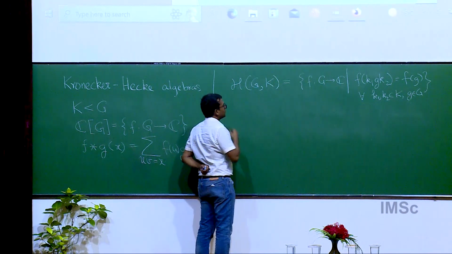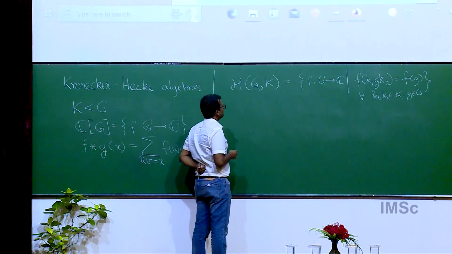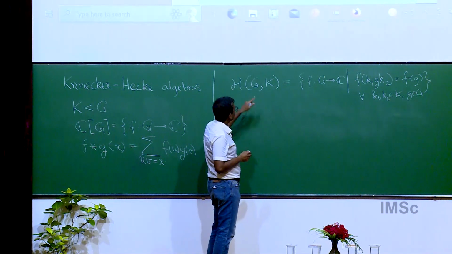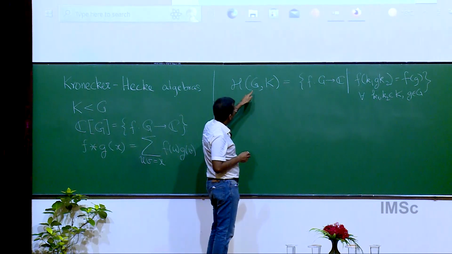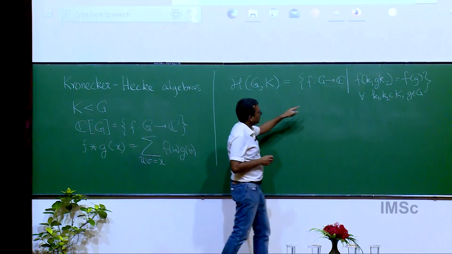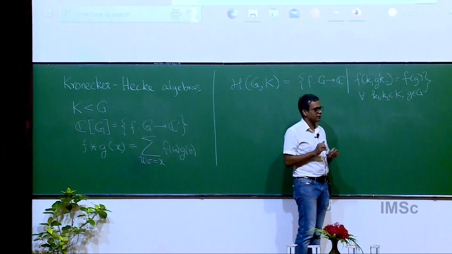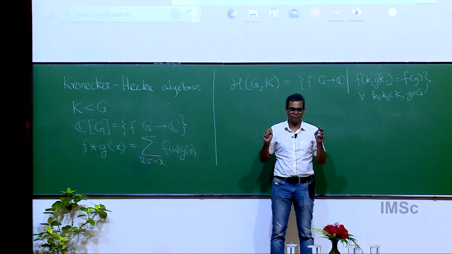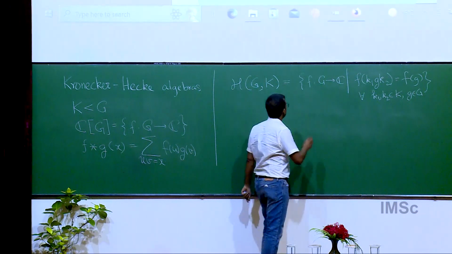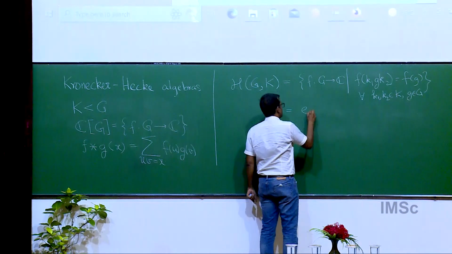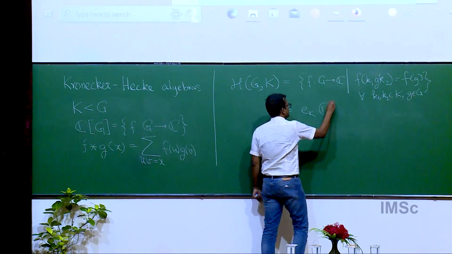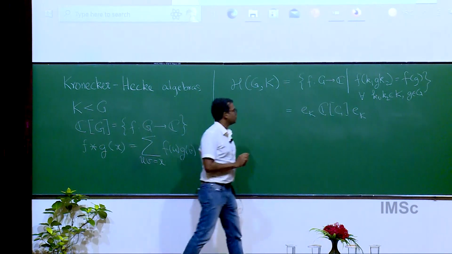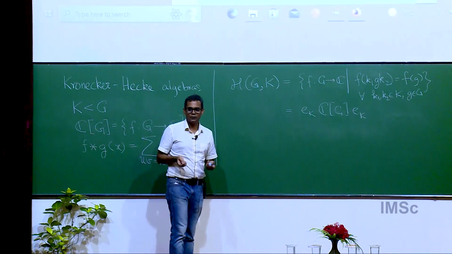So what about the representation theory of this group? The idea behind this Hecke operator is to somehow take the elements in the group algebra of G, and this invariance condition is saying that you're sort of averaging over the subgroup K. Okay, so you can think of this also as EK, CG, EK, where EK is an idempotent operator which comes from averaging over the subgroup K.